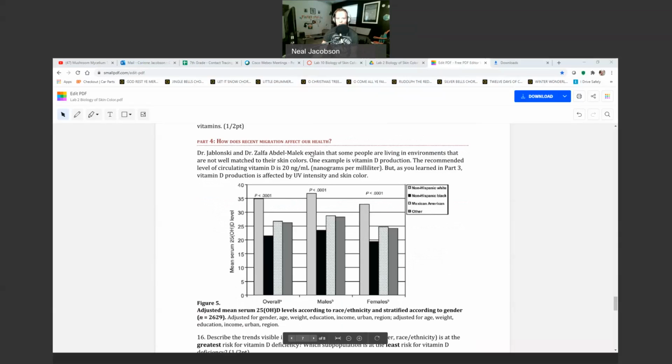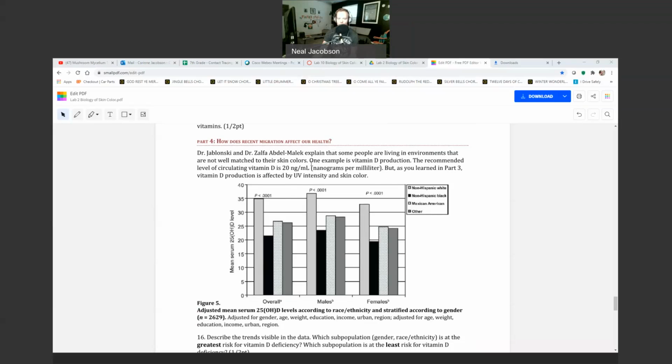All right, how does recent migration affect our health? One of the things they talked about in the video is that some people that have ancestors from the equator have migrated recently and moved into northern latitudes, and that's not well matched. The amount of UV light they get there is not well matched to their skin color. One example is vitamin D production. The recommended level of circulating vitamin D is 20 nanograms per milliliter. But as you learned in part 3, vitamin D production is affected by UV intensity and skin color.